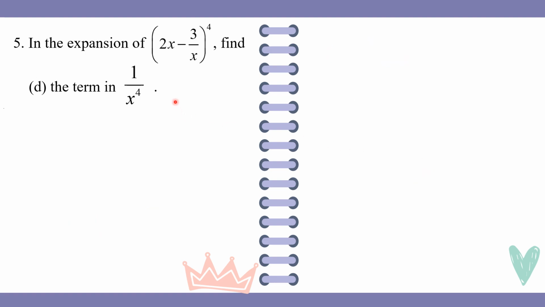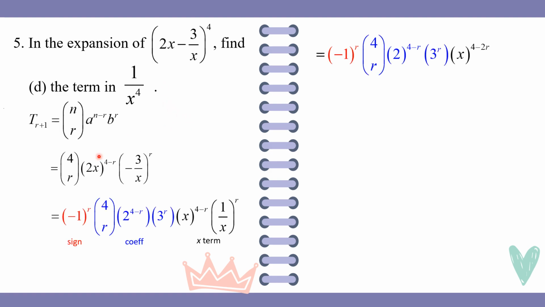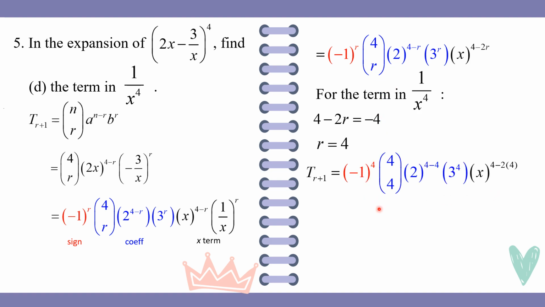Lastly, to find the term in 1 over x power 4, we'll use the general term once again. This time round, we'll let the power here be equal to negative 4 because 1 over x power 4 is x power negative 4. So 4 minus 2r equals negative 4. Solving for r, we'll have r equals 4. And we'll substitute it back into this expression here. That will give us this general term. Simplifying, we will have 84 x power negative 4. So that will give us the term in 1 over x power 4. And that's all for the recapitulation.